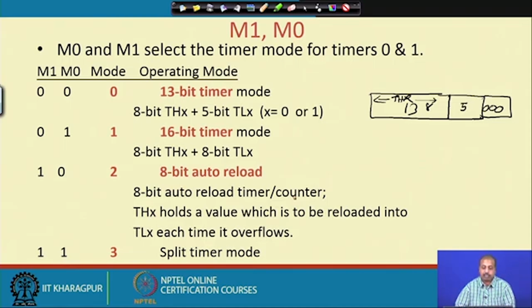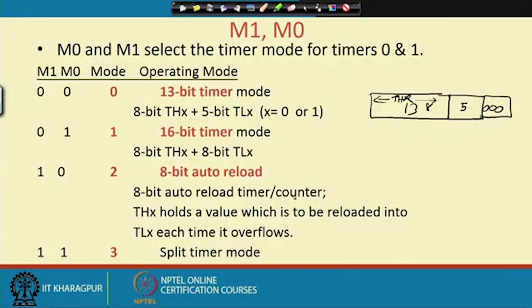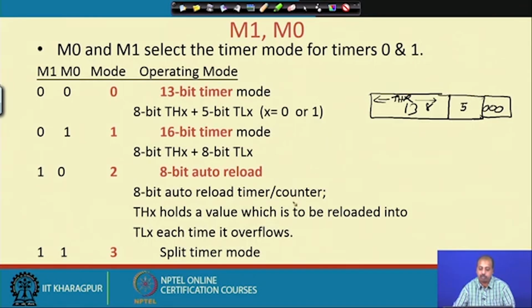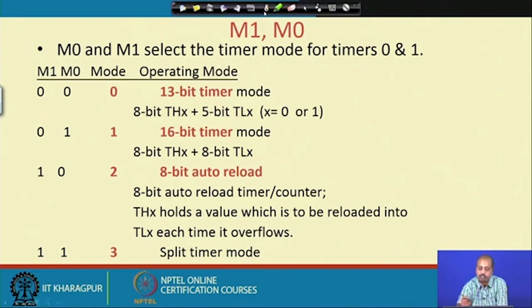And there is another very interesting type of timer structure called 8 bit auto reload. After the timer has expired and the timeout bit has been set, the timer will restart with some initially set count value. In this 8 bit auto reload timer counter, THX will hold the value which is to be reloaded into TLX each time it overflows.